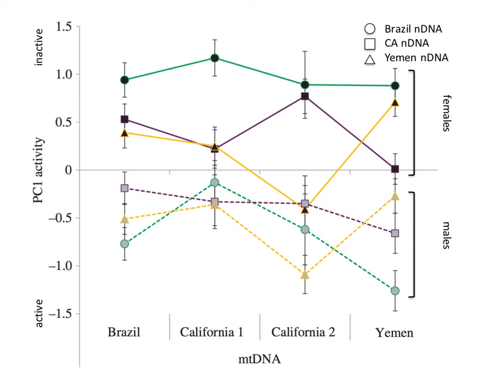So here's what they did. They took a bunch of these beetles, and they set up different crosses so that they combined different nuclear genomes up here. nDNA is nuclear DNA, so these are the nuclear genomes. They have different seed beetles that come from Brazil, California, and Yemen. So same species, just collected from different parts of the world. So the circles, squares, triangles are 3 different nuclear genomes. And then they make combinations of those, as you see down here on the bottom, with 4 different mitochondrial genotypes. So mitochondria from Brazil, 2 different populations from California, and then Yemen.